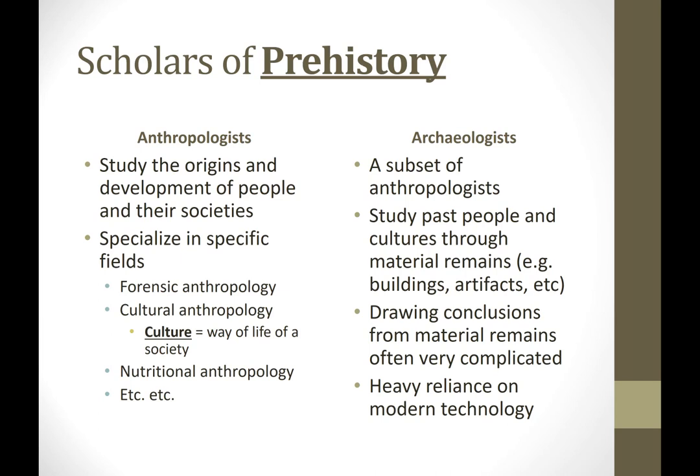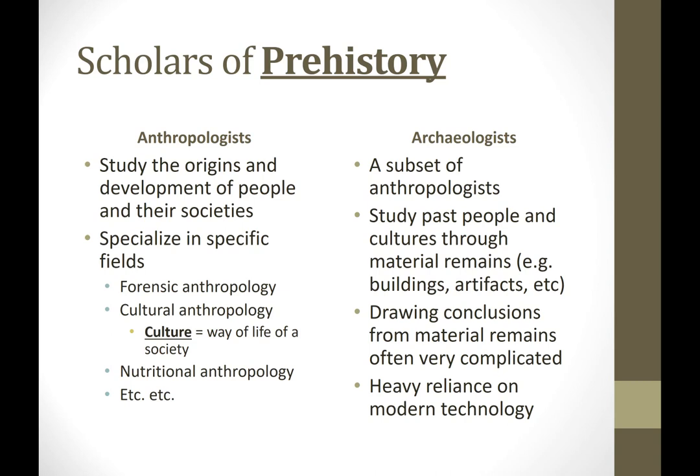Okay, and the two types of scholars that we're going to talk about at the beginning of our text are anthropologists and archaeologists. Okay, anthropologists are scholars that study the origins and development of people, human beings, and their societies. You may know this from the name. Anthropos in Greek means man, a human being. So these are scholars of humans. Anthropoi would be the Greek word, okay? And the things that humans do.